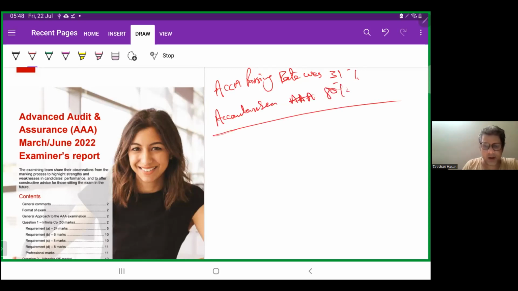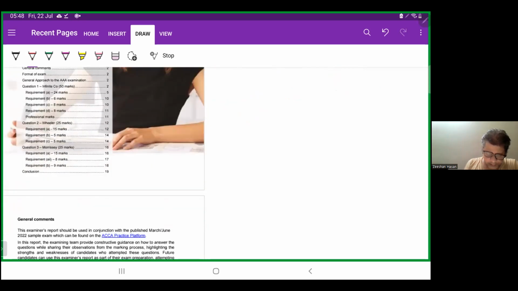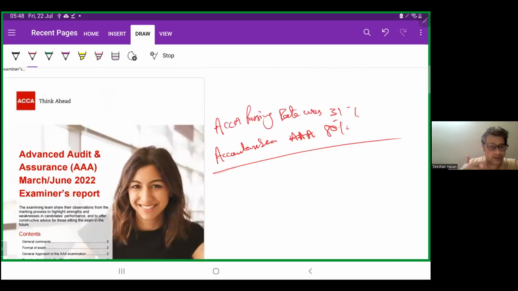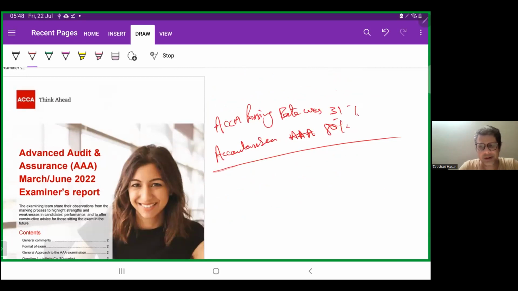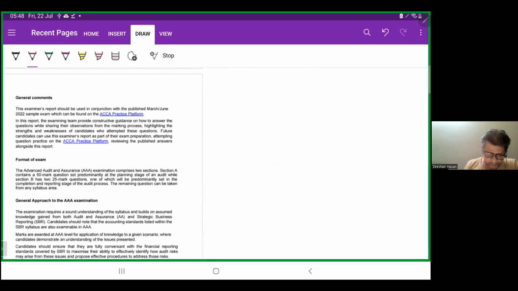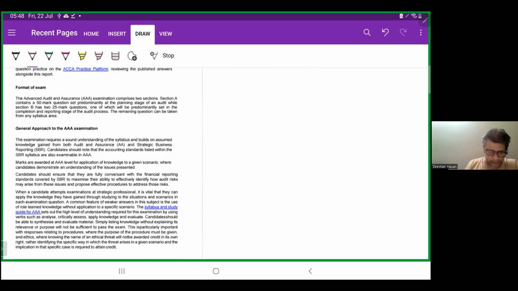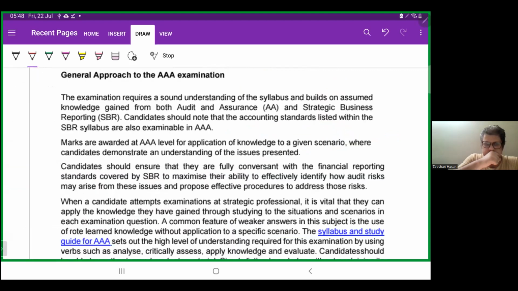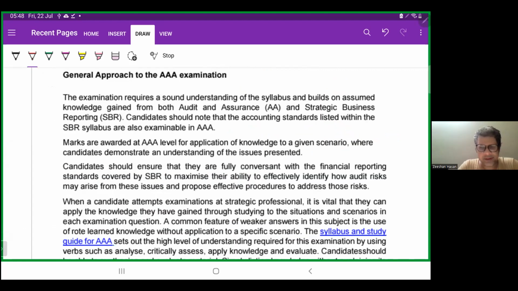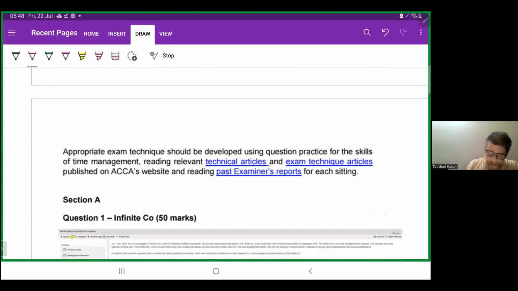Okay. Now let us open this examiner report to do some analysis and show you guys what mistakes are actually causing you a failure in this exam. So let's start with it. First of all, there is the general approach to the examination. That's the exam structure which everybody knows. Let's ignore it and move ahead.